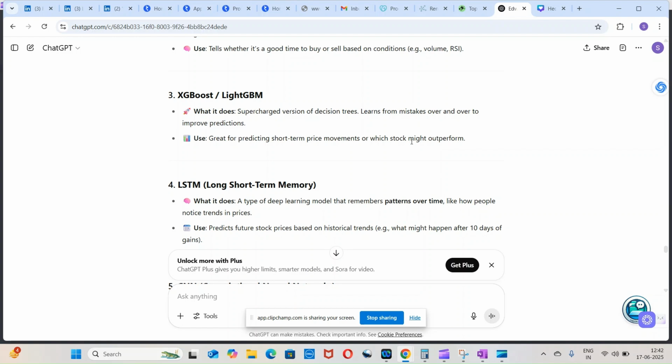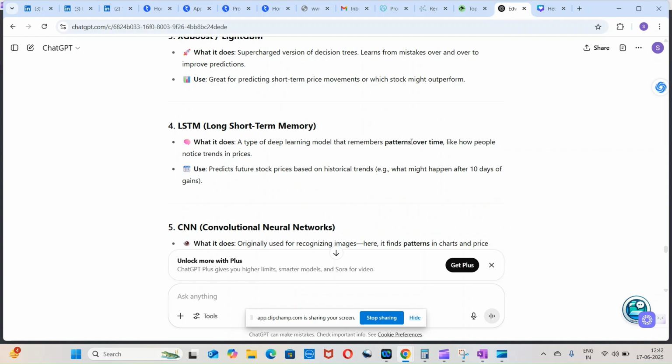So the models have the learning capability like humans have. They can learn from the mistakes and improve the predictions. And these models, XGBoost and LightGBM, can be used for predicting short-term price movements, or which stock might outperform.